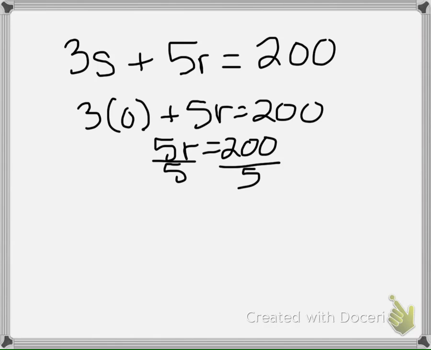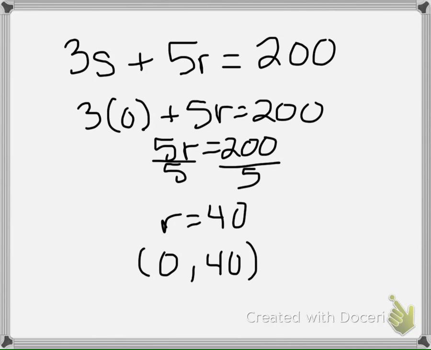200 divided by 5. So R equals 40, which means one of my solutions is 0, 40. Now this, since the 0 is in the X spot, this means this is my Y-intercept.